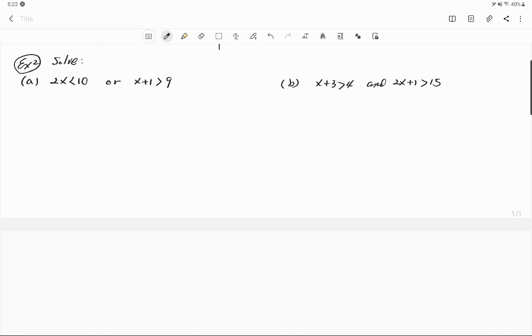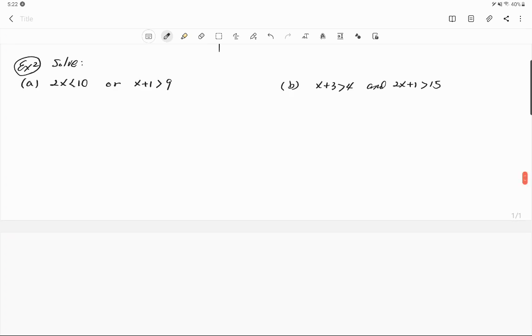Solve these two inequalities. These two inequalities are connected with "or." Let's solve it first and then draw it in a graph on the number line. For the first inequality, we can divide each side by 2, so x is less than 5. Or, the next one, subtract 1 from each side, so x is greater than 8. So this one or this one. If they are separated, then we can put them together.